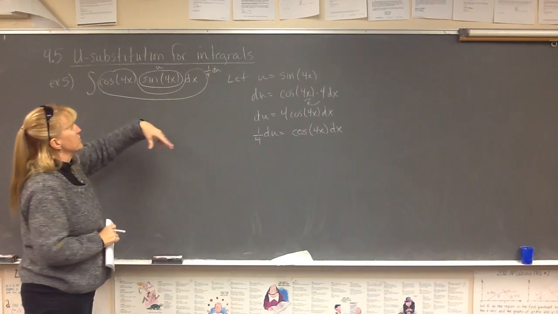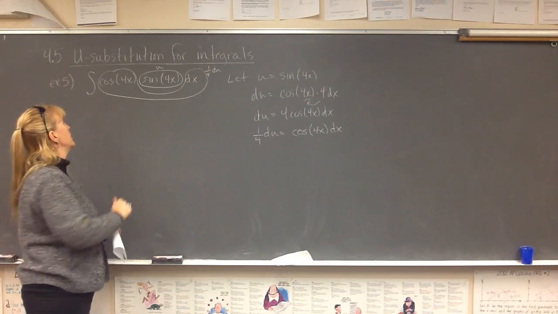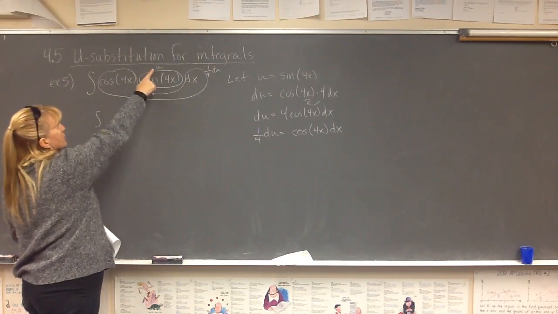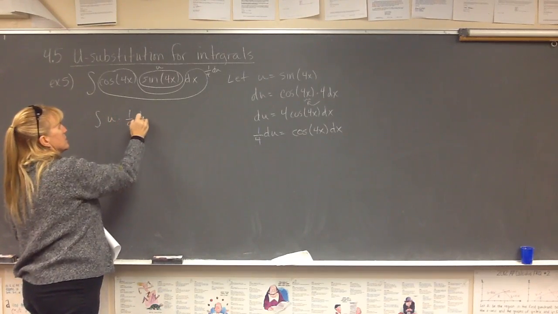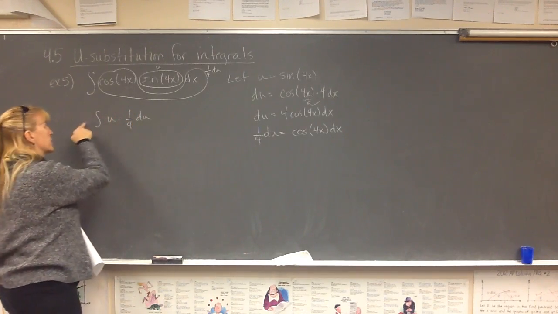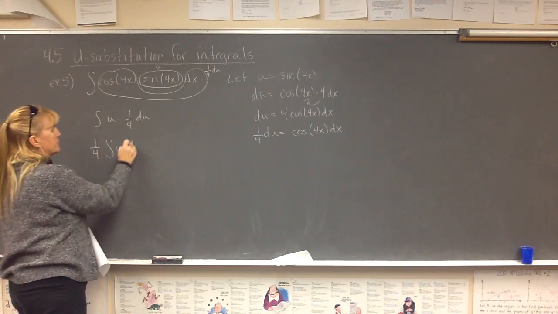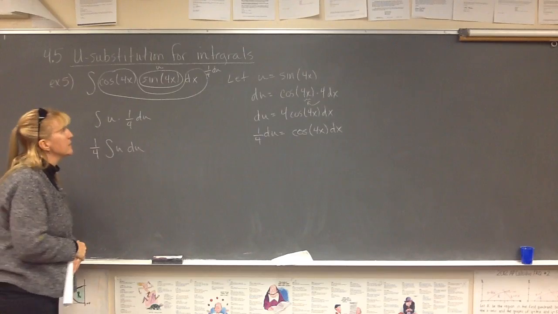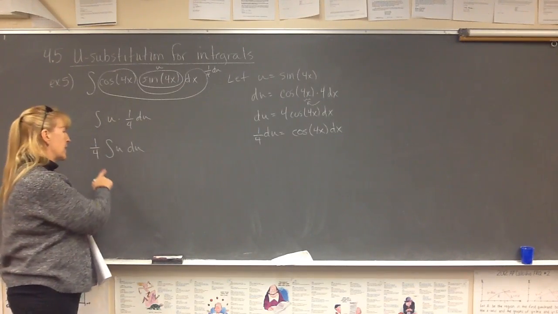And now everything's been circled. Everything is now gone from being in terms of x's to being in terms of u's. This becomes the integral of u times 1/4 du. And the 1/4 can come to the outside, and it's just the integral of u with respect to u. Kind of weird, but maybe it'll click better when we do our check. We'll see what happens here.